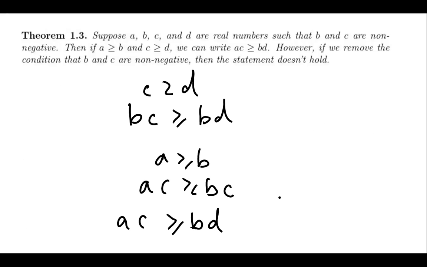Okay, so let's take a look at how to solve this one. So we start with A is greater than or equal to B and C is greater than or equal to D, and we're trying to show that AC plus BD is greater than or equal to AD plus BC. So since it's all real numbers, A, B, C, and D, we can't use theorem 1.3 because we don't know whether B and C are non-negative.